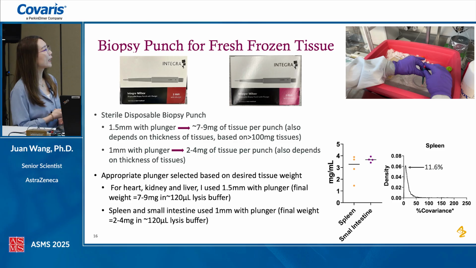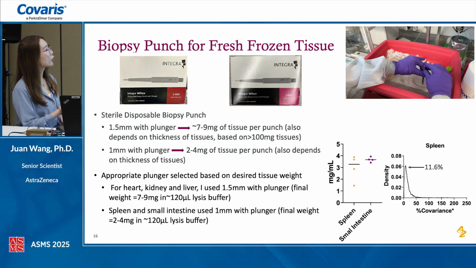Based on what they gave us, normally they give us more than 100 milligrams. So we can use the 1.5 millimeter plunger to get about 7 to 9 milligrams of tissue. Also, you can use the 1 millimeter plunger, which gives you even less if you need to. You can even use the TPX strips for 96 samples if you want a really tiny amount of tissue. By the way, this also depends on the thickness of the tissue. If you have a tiny slice of a big tissue, you will get a smaller piece.